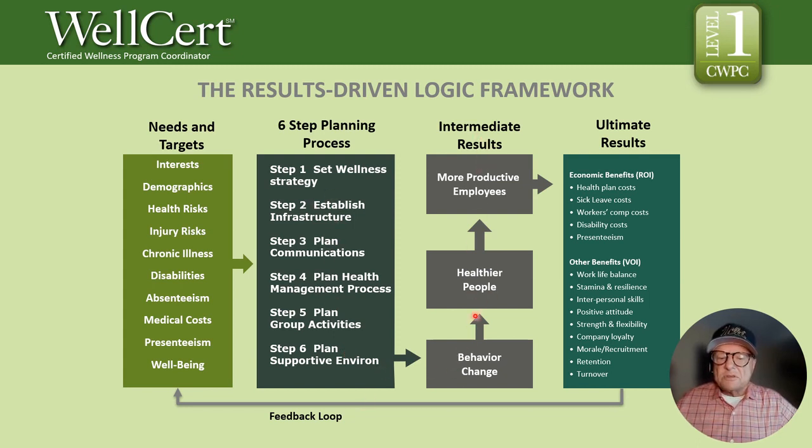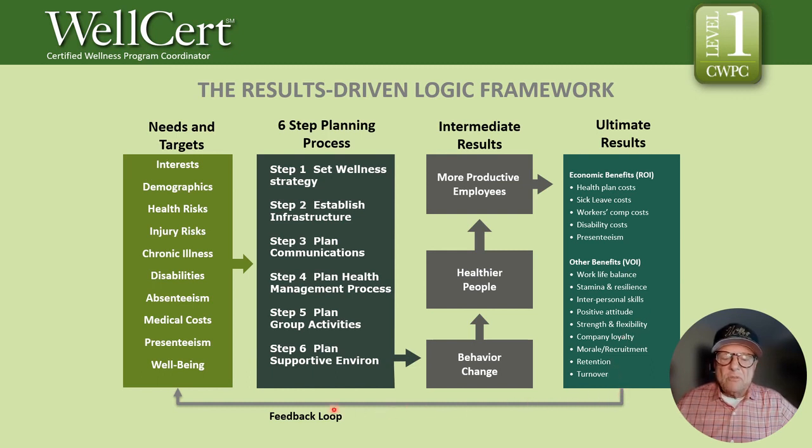Our intermediate results can look at behavior change among our participant population. We can look at whether their measurements of biometrics and health status improvements or screening results are actually showing that the people are healthier that are participating in our wellness program. We also can ask them questions about their perception of their productivity, and we can structure actually any of the other benefit questions that we had talked about just a moment ago. And the ultimate results, again, which we've just covered in more depth, are the economic benefits, ultimately the return on investment, and other benefits, ultimately the value on investment.